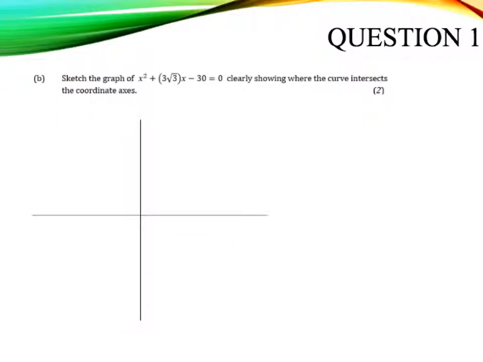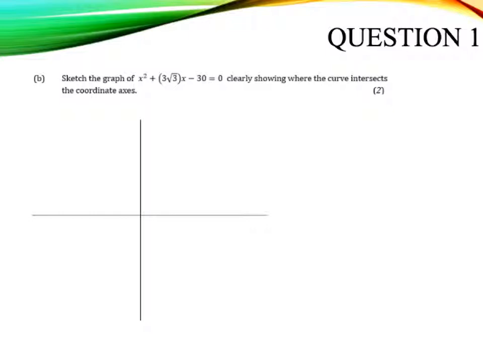Okay, let's move on to the next part then. This is part B now. We've got all the information. It says sketch the graph, clearly showing where the curve intersects the coordinate axes. Well, I've already found out that x is 2 root 3 and minus 5 root 3. So let's see what we're going to have then. We need to know the general shape first. It's a positive x squared, so we know it's going to be this kind of shape. We also know where it crosses the x-axis. That's good enough information for us.